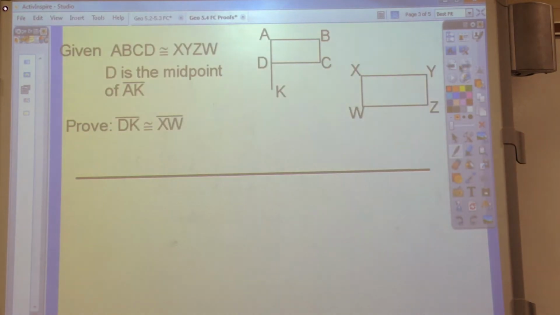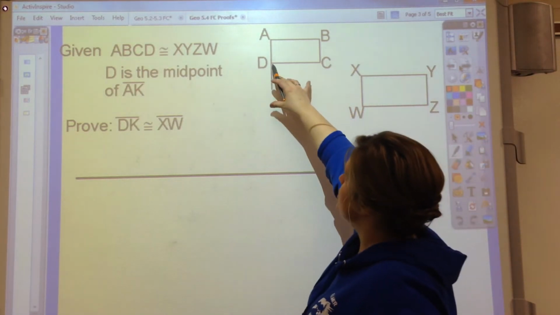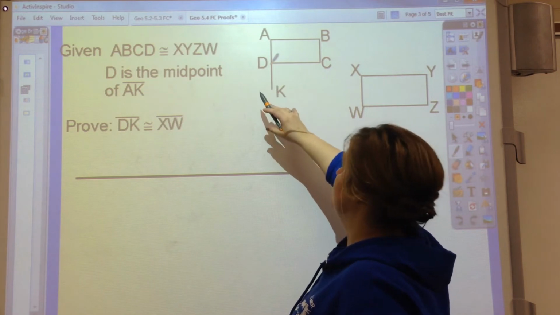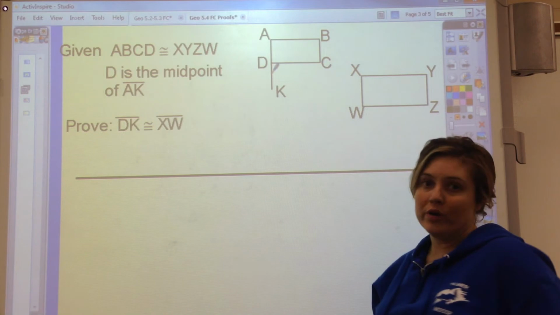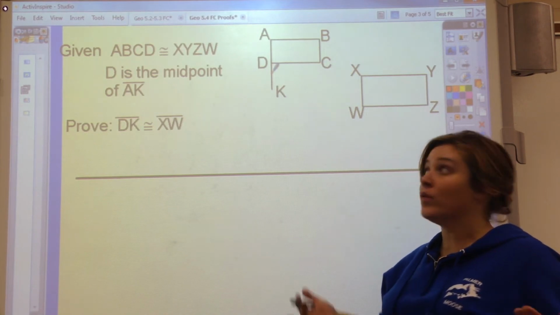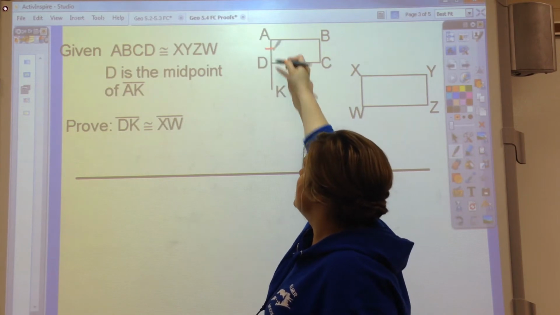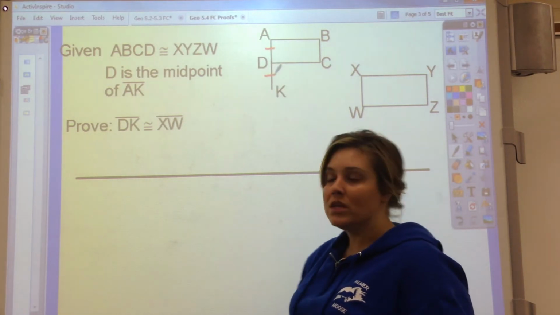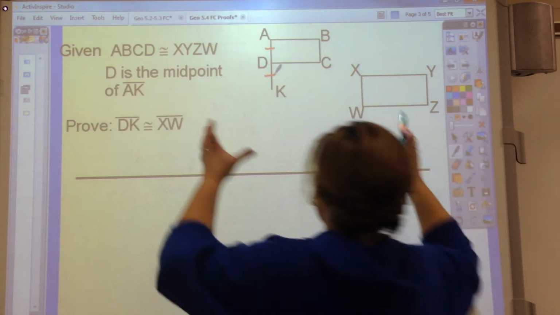All right, let's try another one. If rectangle ABCD is congruent to XYZW, and I know that D is the midpoint here, I want to be able to show that DK is congruent to XW. Let's fill in the congruency marks for what we already know. If D is my midpoint, does everyone agree that this segment must be equal to this segment? Absolutely. And do I know anything else? I think that's all I know from my given.